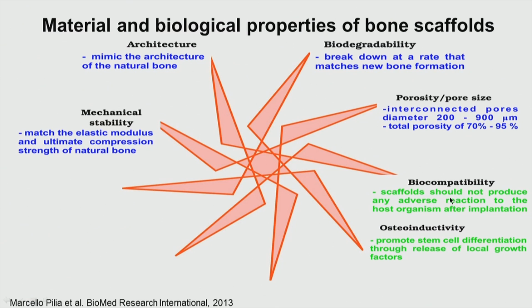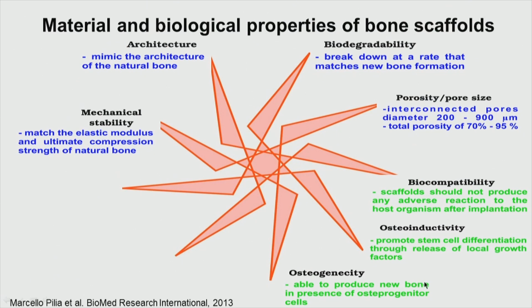Osteoinductivity, what is this osteoinductive? Osteo, as you know, is related to bone, so it should promote stem cell differentiation through release of local growth factors. So it should allow the local cells to grow. That means it should be able to release the local growth factors. Maybe if you coat the surfaces so that they release the factors, then that is called osteoinductive.